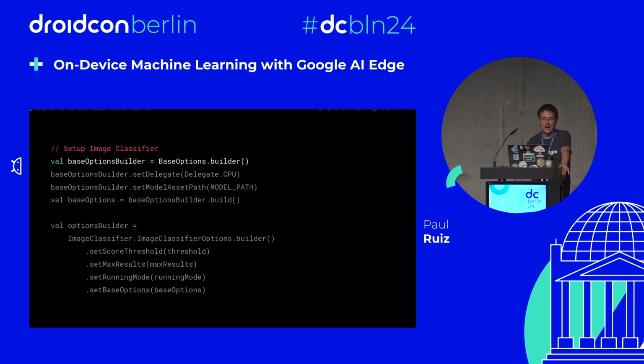The first one is the base options, which we can create using a builder pattern. This essentially wraps common functionality that you'll find across the various tasks within MediaPipe. One of the properties that you can associate with that base options object is the delegate. This is what we saw earlier with TensorFlow Lite, where it was, hey, am I using the NN API or the GPU or what have you? We support that with essentially just this one line in MediaPipe.